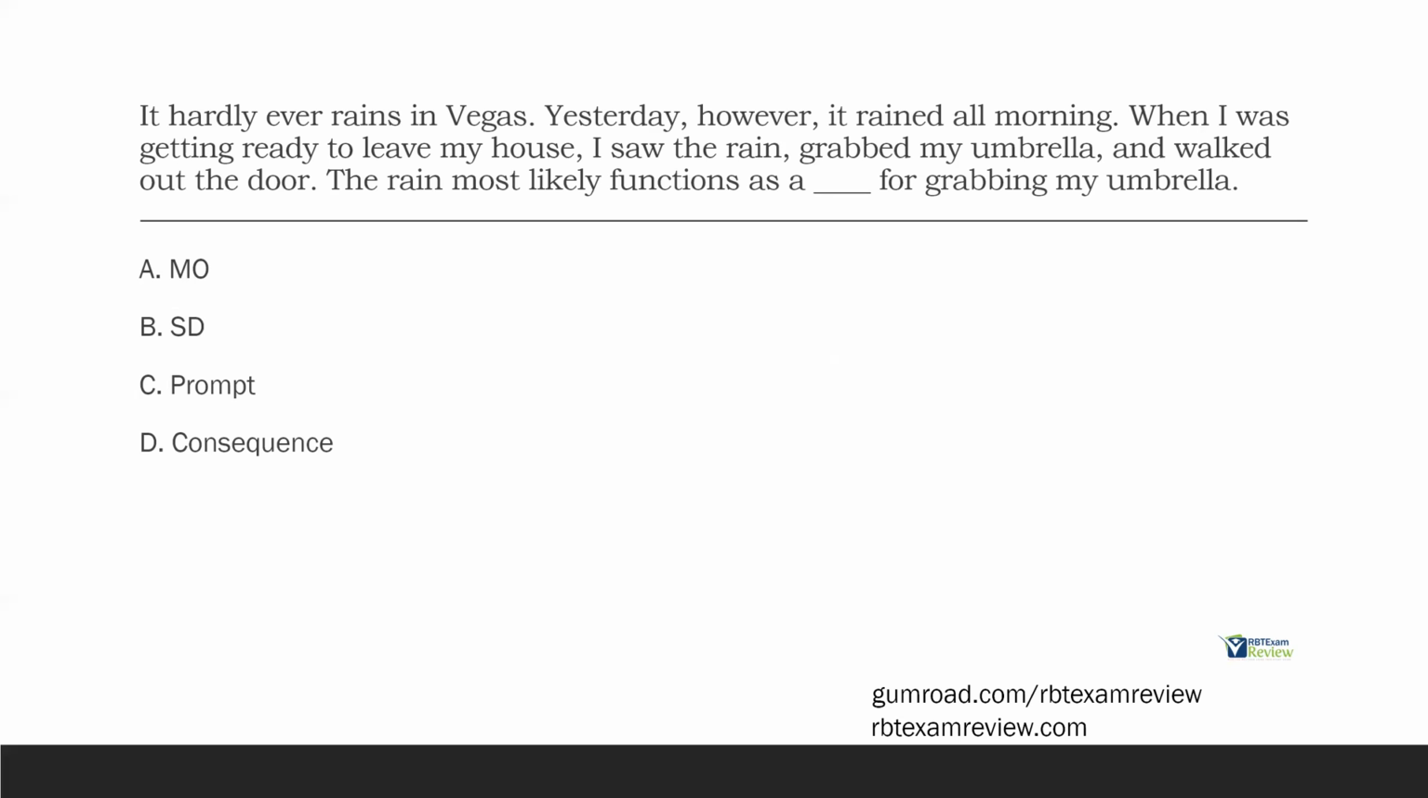The SD, remember, signals reinforcement is available. I might want my umbrella because of the rain, but if I don't see my umbrella, there is no SD. The umbrella is the SD to grab it. It's signaling your umbrella is available. That's the main difference between MOs and SDs. MOs make something more valuable or less valuable, makes you want it or not want it. And the SD says, hey, this is actually available. That is the main difference. So the rain is increasing the value of the umbrella. When I see the umbrella, that's the SD to grab the umbrella.